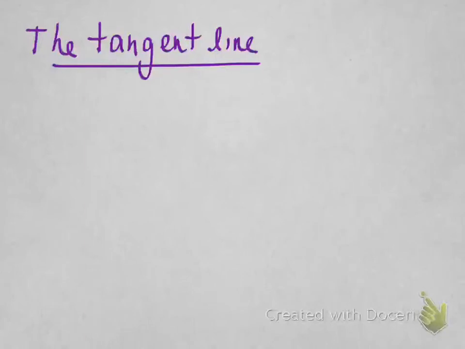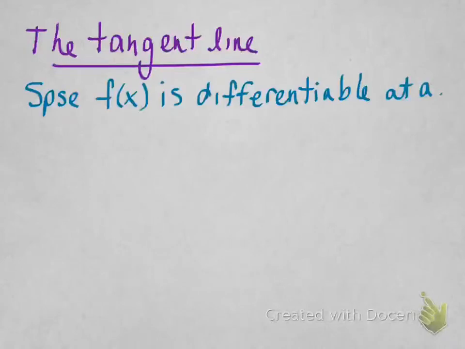We've been talking about it a lot. The tangent line to a function at a point is the line that touches the graph of the function just at one point. So we know some things about the tangent line. Let's suppose that we have a function differentiable at a. Why do we need differentiability? We need differentiability because that tells me I have a unique tangent line at a given point.